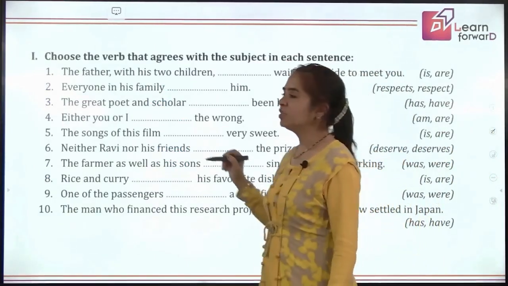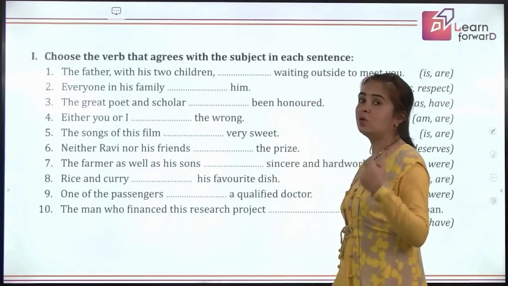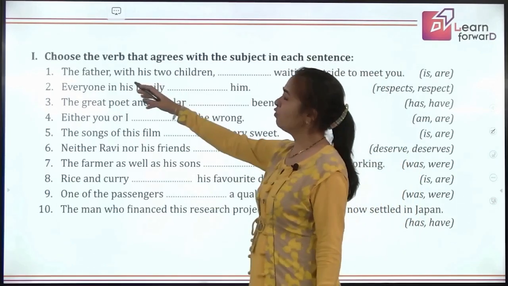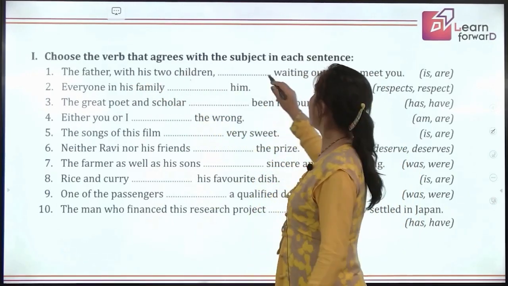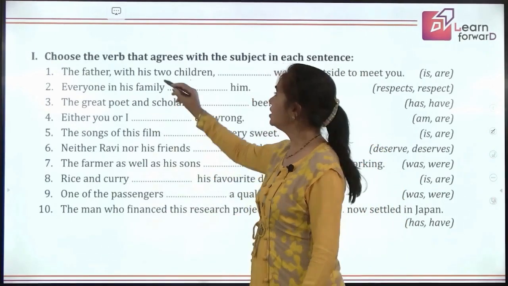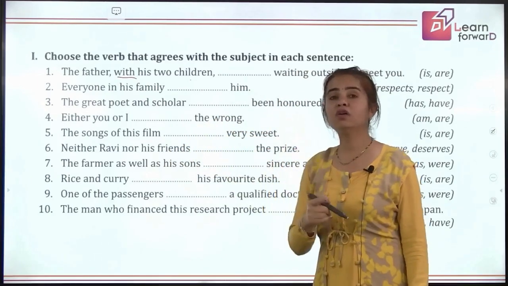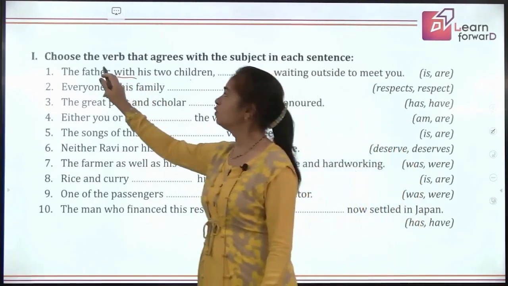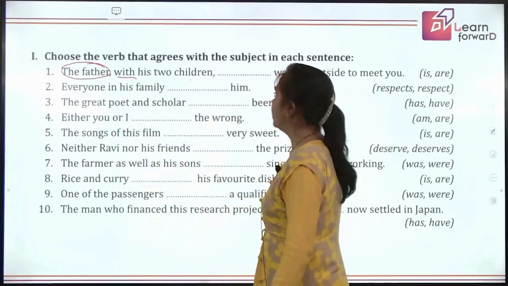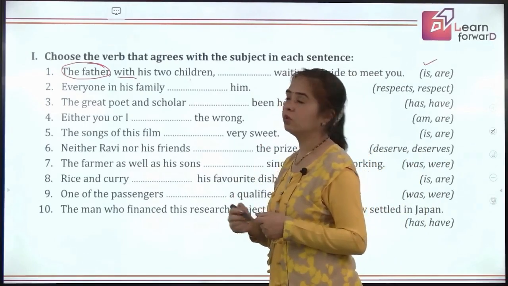Well, let's see how much you have grabbed from the session. Choose the verb that agrees with the subject in each sentence. So you have to say the rule every time you pick out a verb. Okay. My father with his 2 children dash waiting outside to meet you. What is the rule? See this, with. We talked about with, as well as, along with. When you have these words, we just focus on the part of the subject which is singular. So what will come here? Is. This is how, saying each rule, you are going to pick the verb.